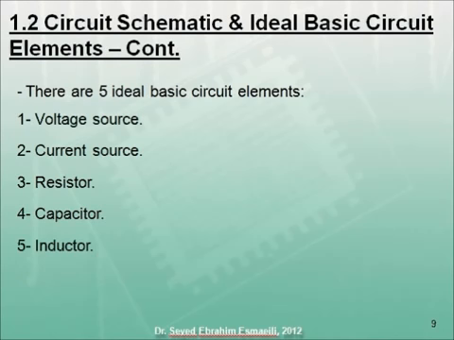There are five ideal basic circuit elements: the voltage source, the current source, the resistor, the capacitor, and the inductor. Voltage and current sources are considered electrical sources. An electrical source is a device capable of converting non-electric energy to electric energy and vice versa. For example, a discharging battery converts chemical energy to electrical energy. When it's being charged, it converts electrical energy to chemical energy.